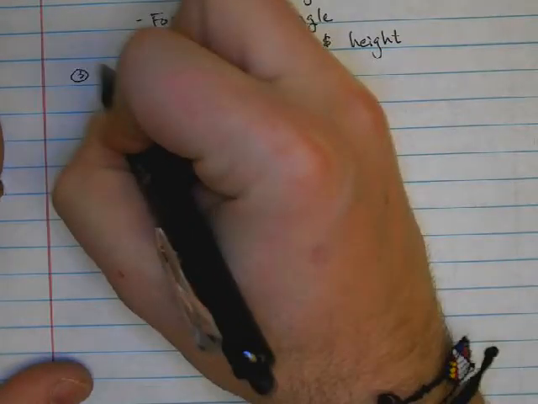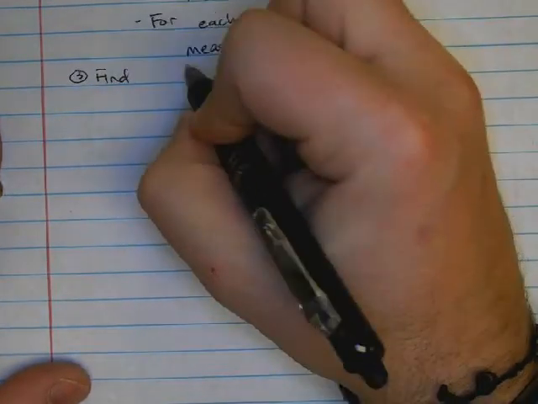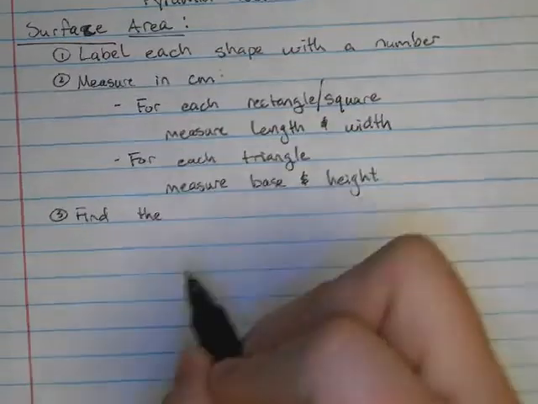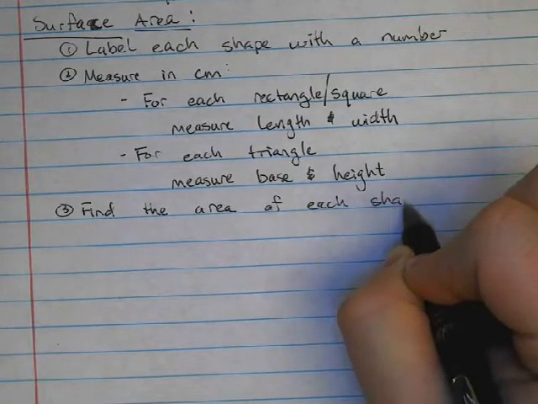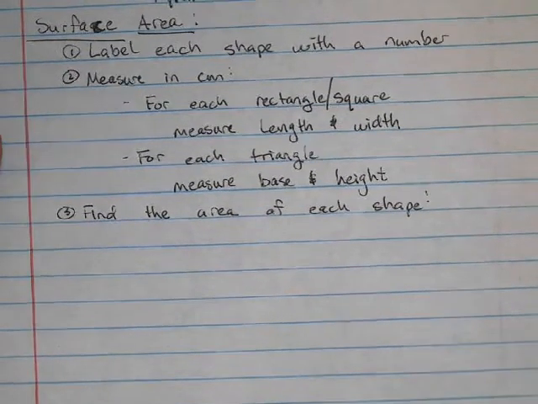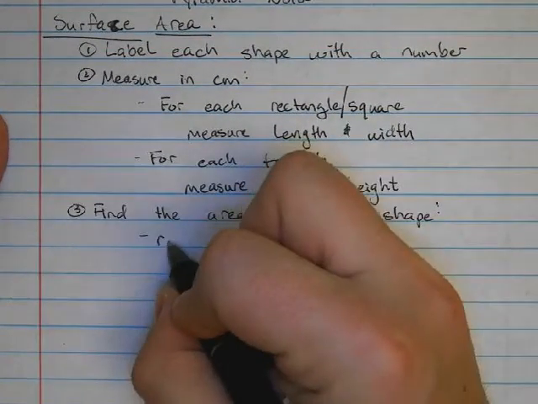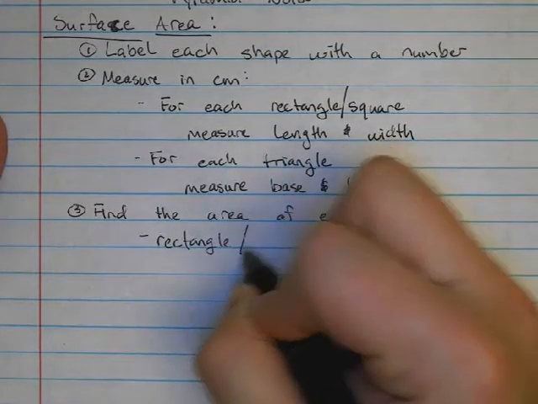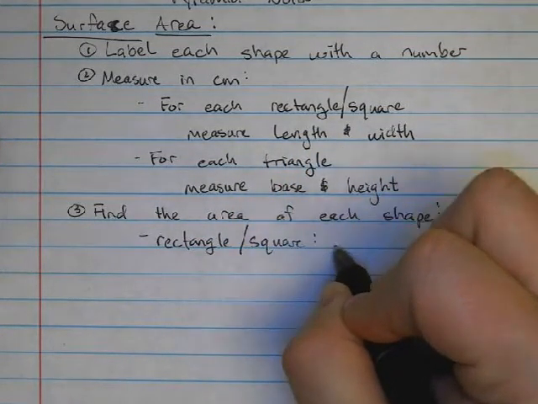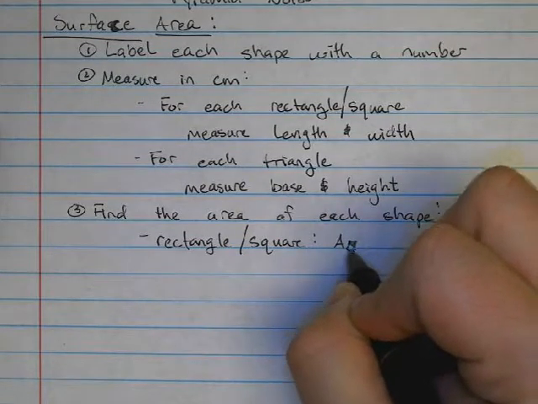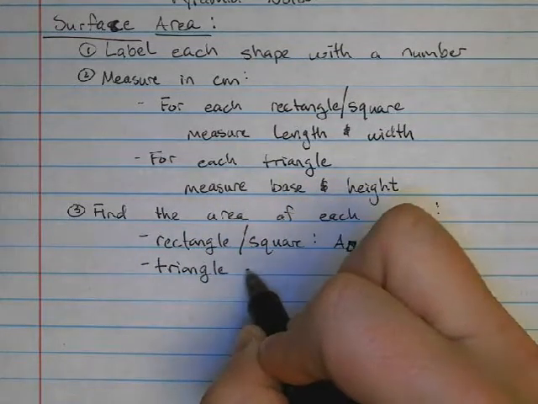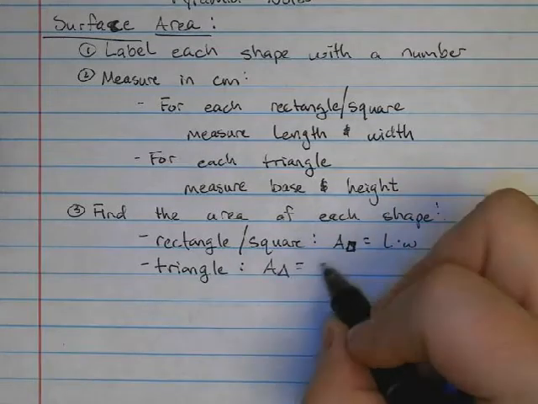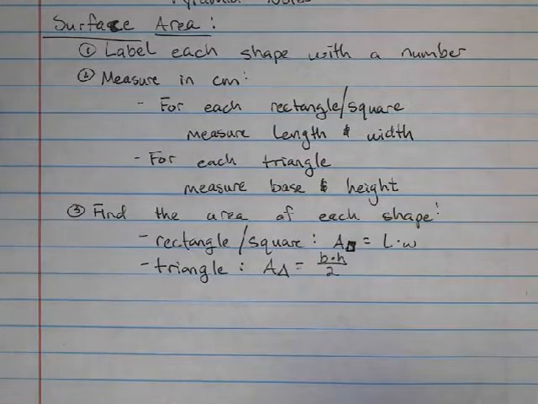Our next step will be to find the area, step 3. Find the area of each shape. So now we'll remember rectangles or squares: area is equal to length times width, and for our triangle, area of a triangle is equal to base times height divided by 2.